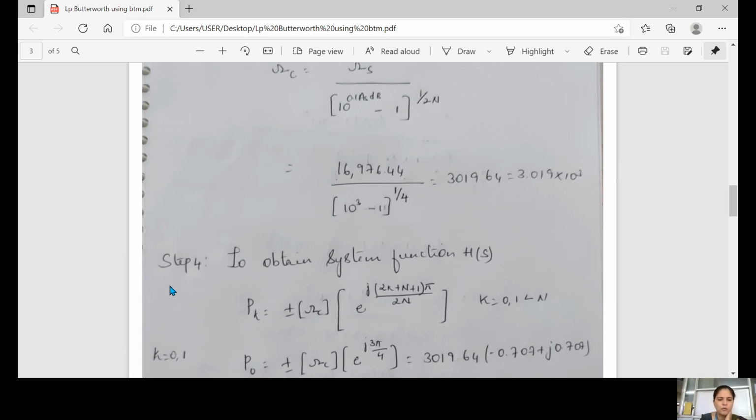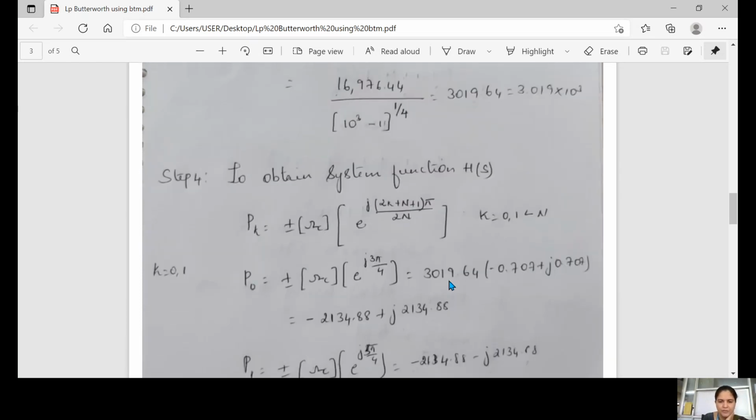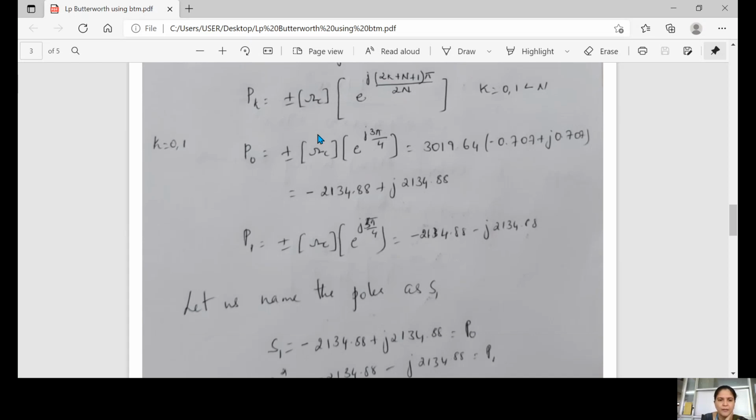So next, step 4, to obtain the system function H of S. To obtain the system function H of S, we should calculate Pk, where k is equal to 0 and 1 in our problem, since k should be less than N. We know N is 2. So we have to calculate for k equal to 0 and k equal to 1.